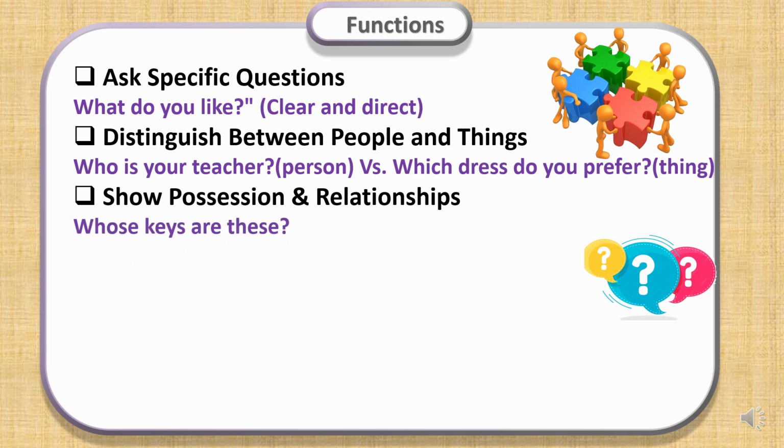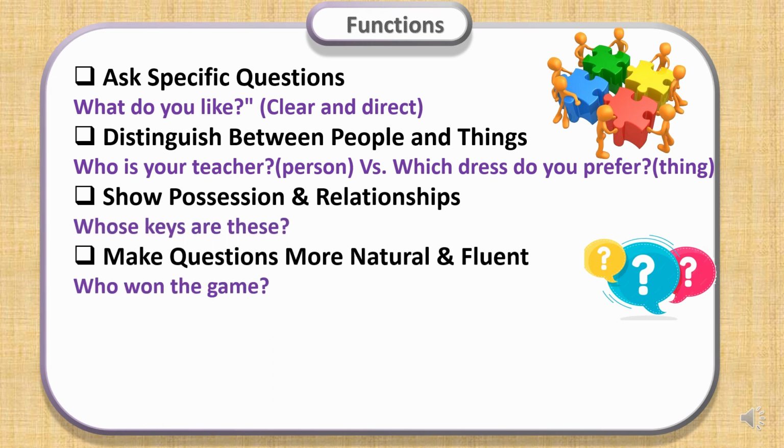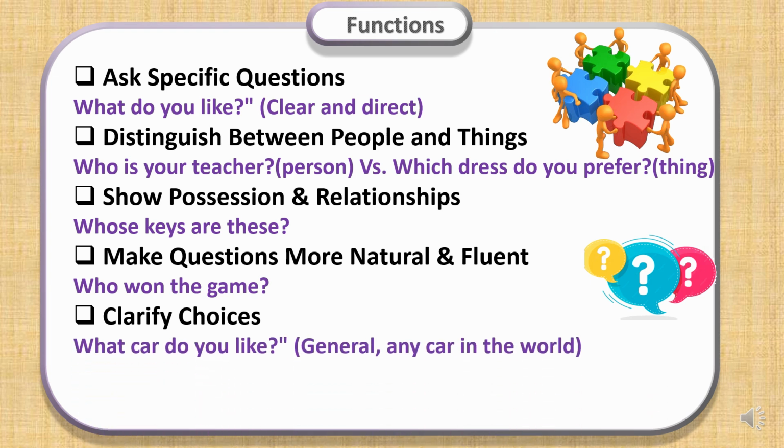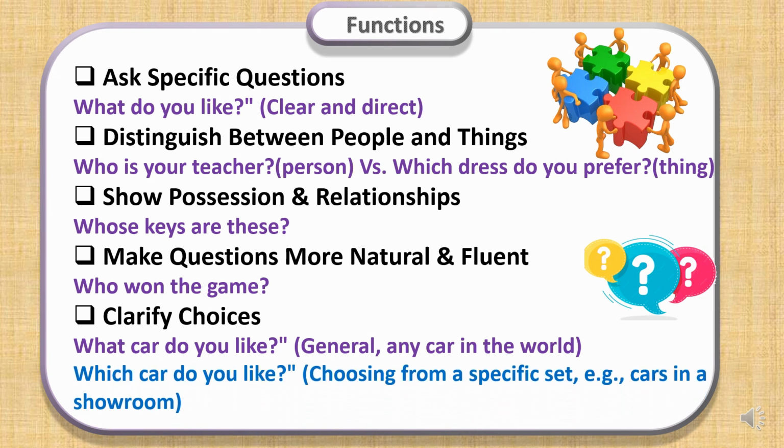Make questions natural. Awkward: the person who won? Natural: who won? Clarify choices. General: what car? Any. Specific: which car? From options. Interactive task: try rewriting these statements as questions using who, whom, whose, which, or what. The team scored the winning goal. This phone belongs to someone.